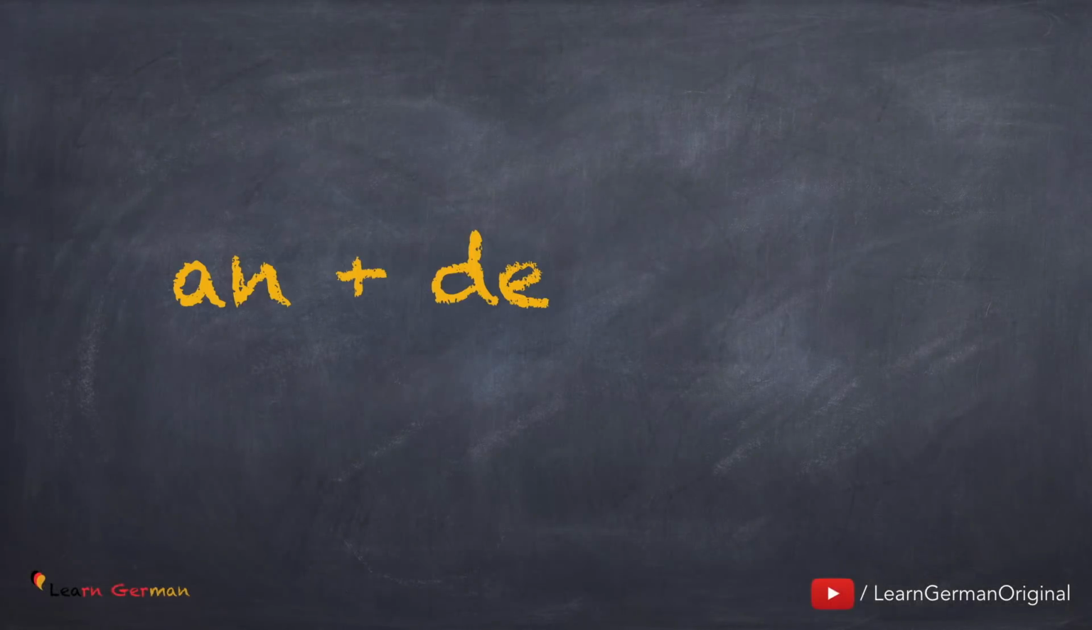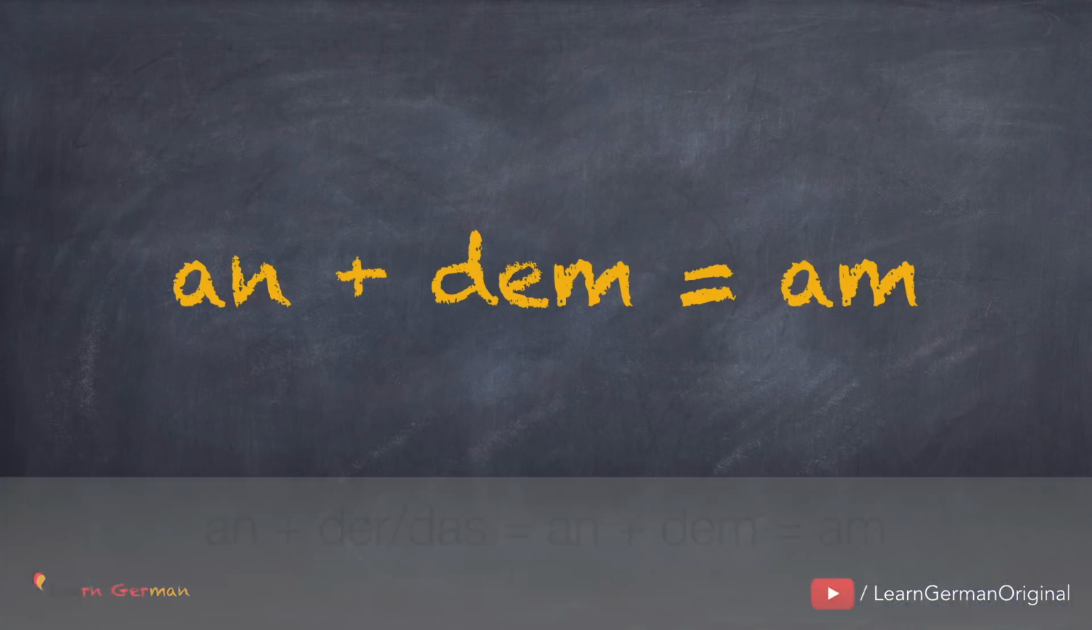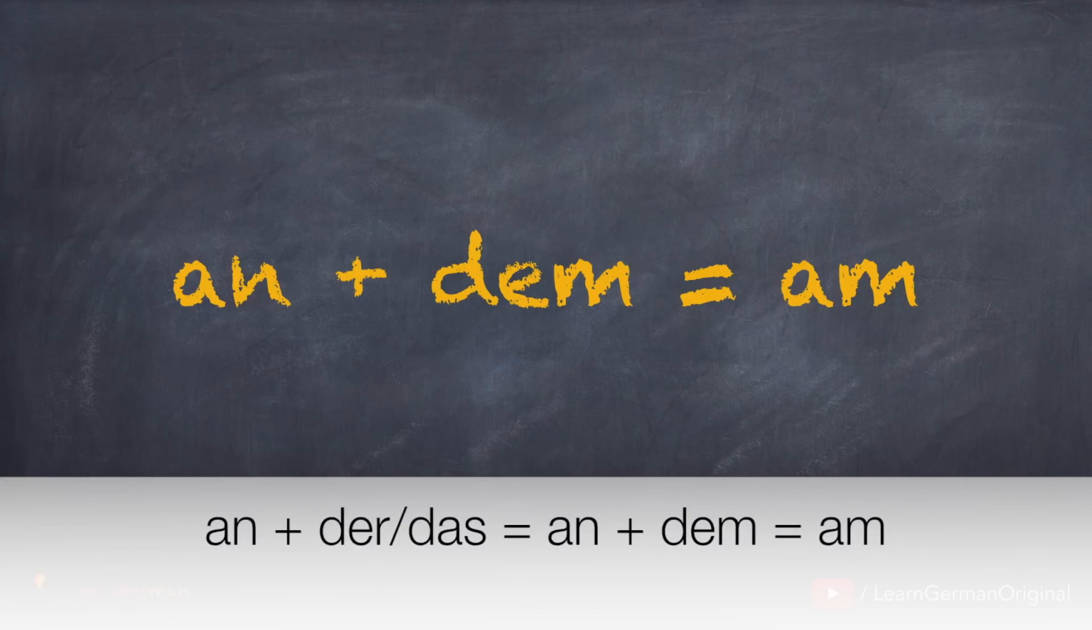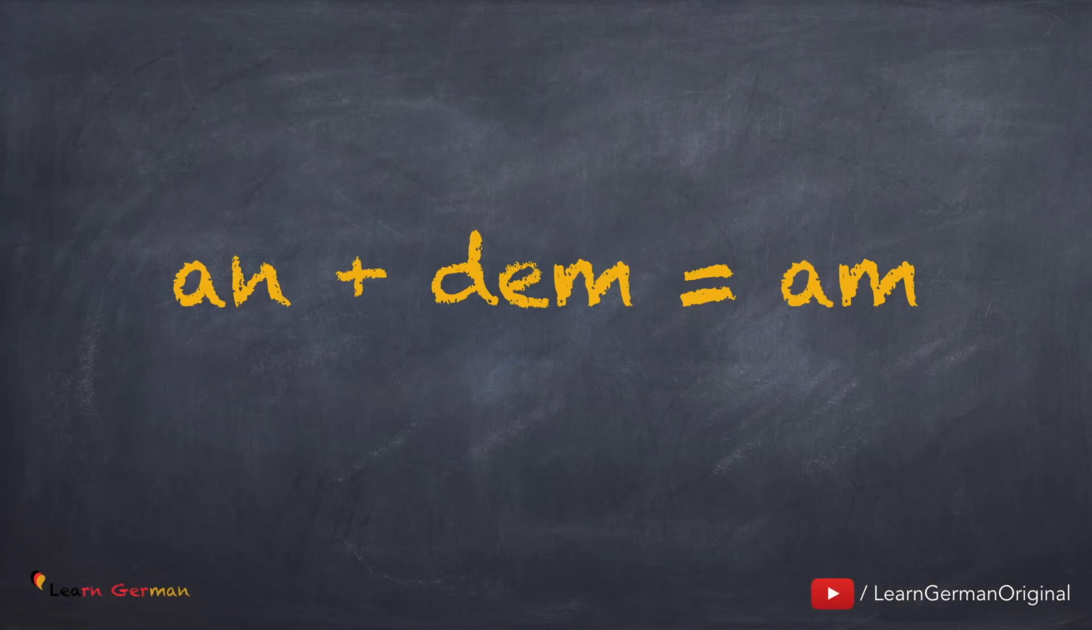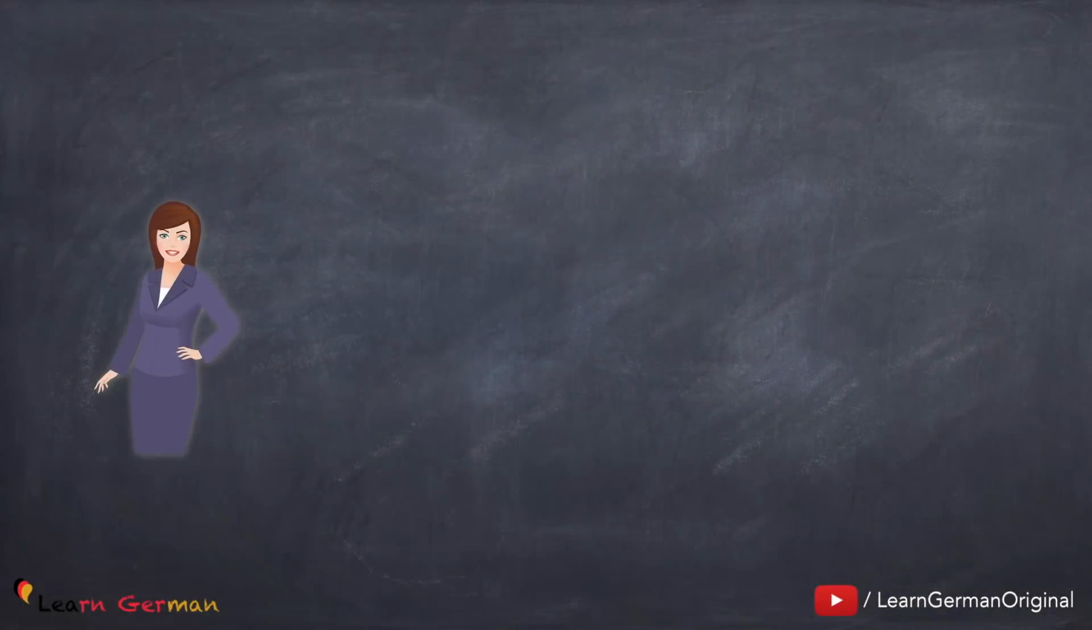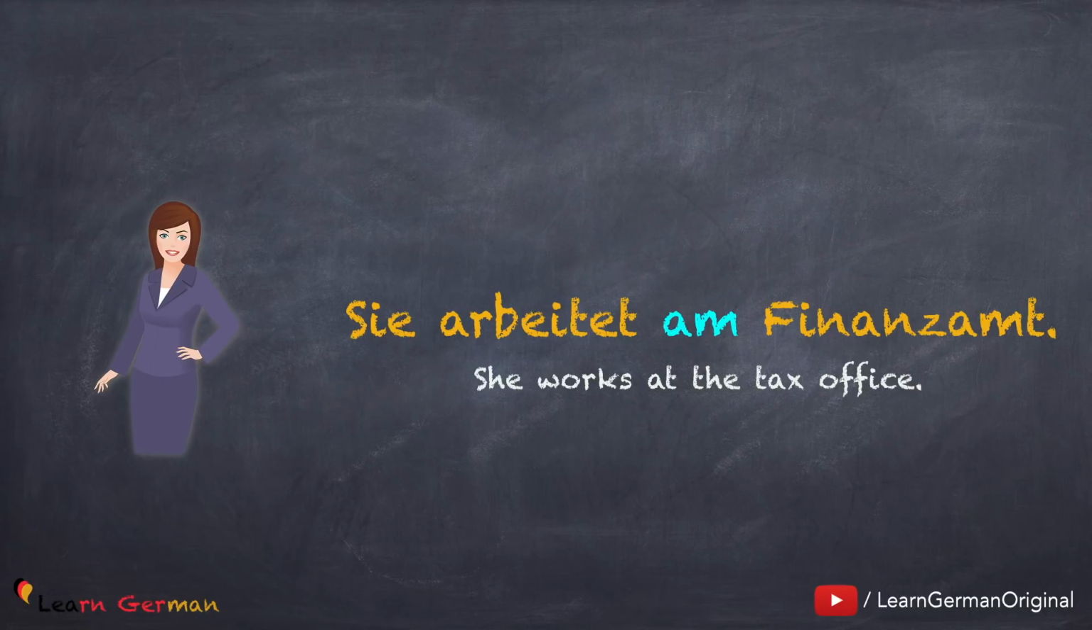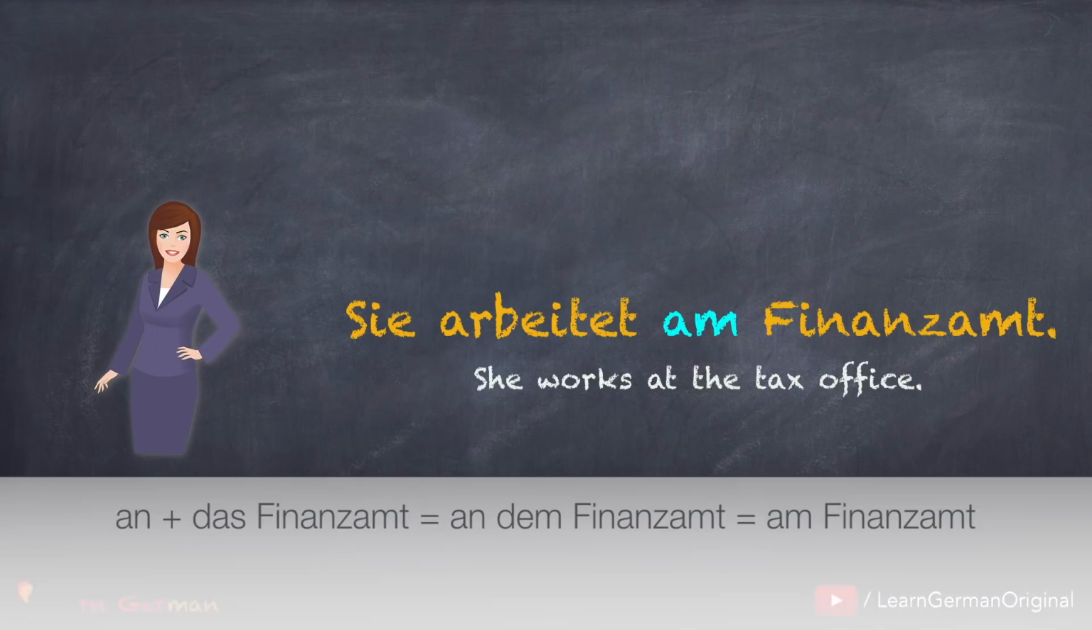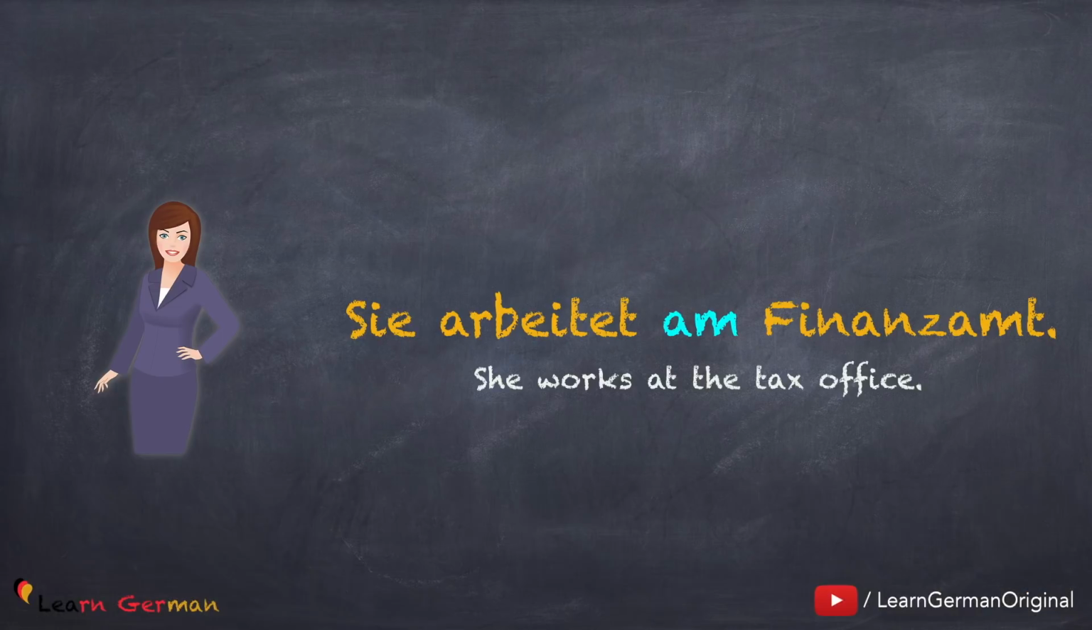Let's move on to the next one. An plus dem is am. Der and das change to dem in dative. When they come together with the preposition an, you would use am. Let's look at the first example. Sie arbeitet am Finanzamt. The article das Finanzamt changes to dem Finanzamt with the preposition an. Together, you would say am Finanzamt.